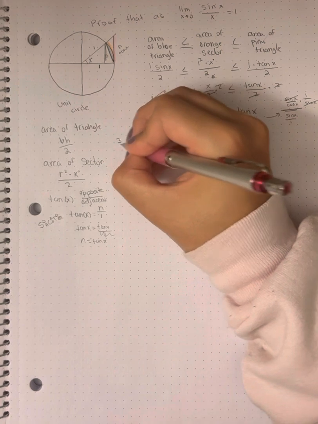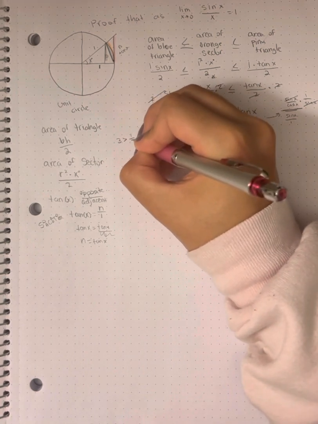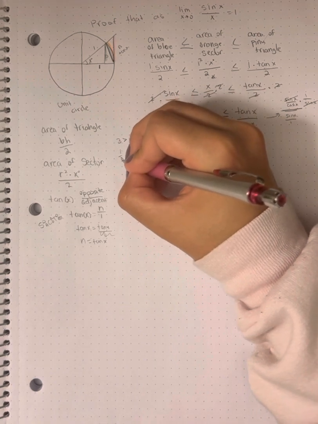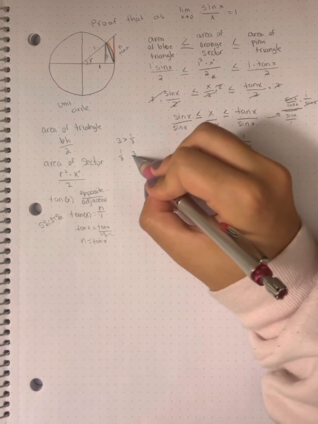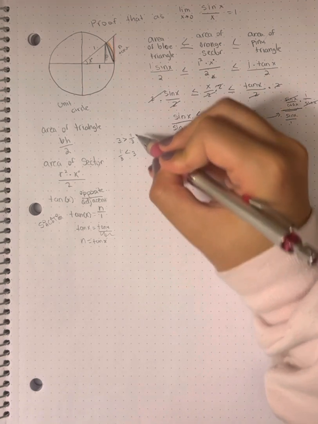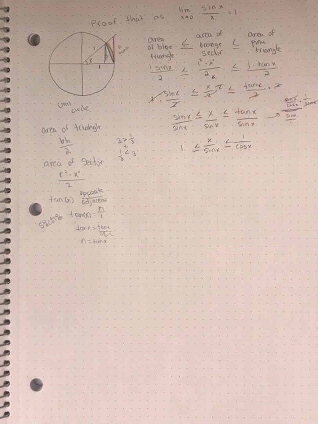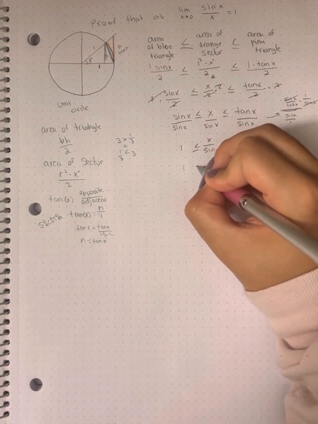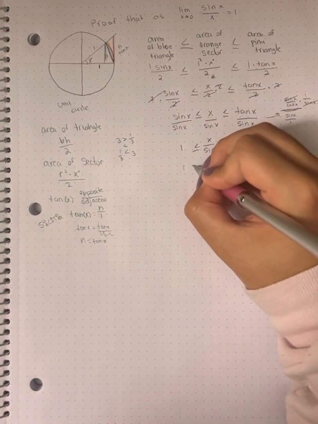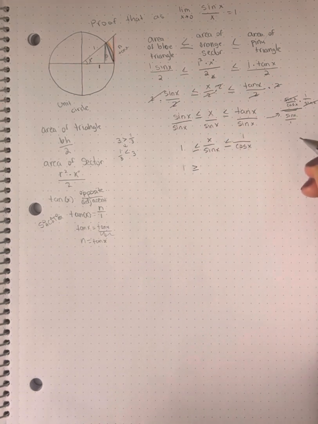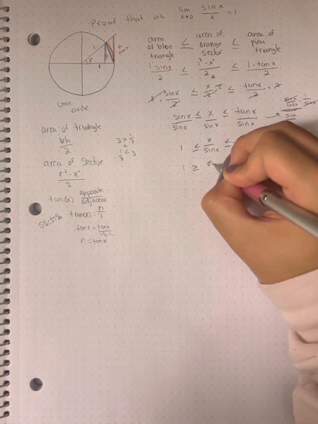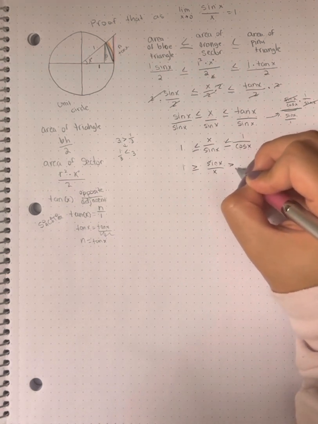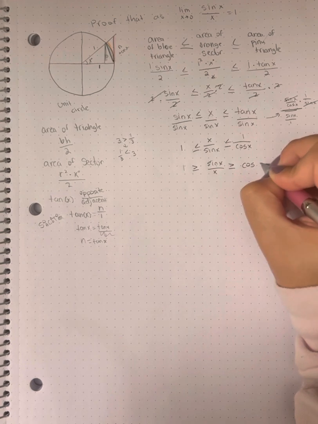So if I have 3 is greater than 1/3. Now, if we take the reciprocal of both, then it would be 1/3 and 3. But 3 is greater than 1/3, so it's going to flip around, right? So we get our 1, because 1 just stays the same, is greater than or equal to sine of x over x, is greater than or equal to cosine of x.